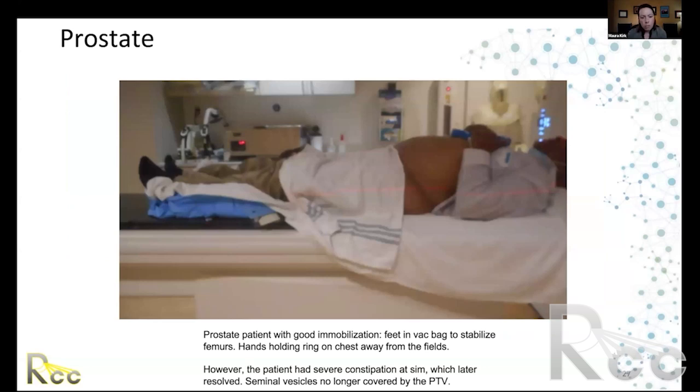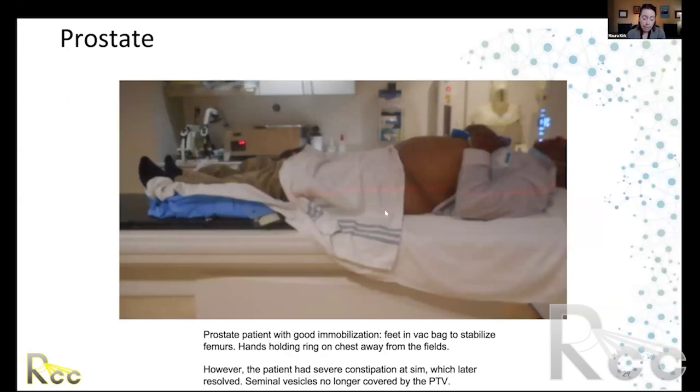Here is a prostate patient. He has a vac lock for his legs. So again, the vac lock would form around the patient's legs. It's soft and filled with beads, and when the air is sucked out, it hardens and forms to the shape around the patient. So this is a good way to get the patient's legs separated, to have an indexing for the patient's feet. And we have the hands up here holding a ring outside of the treatment field.